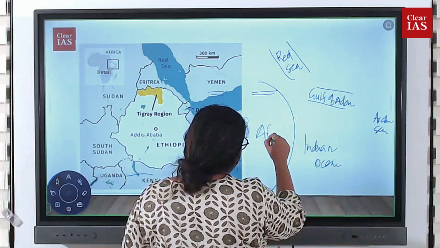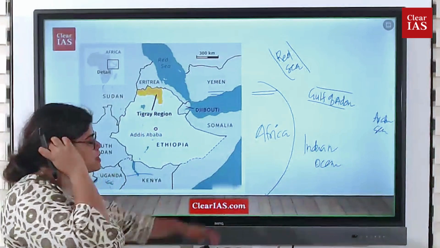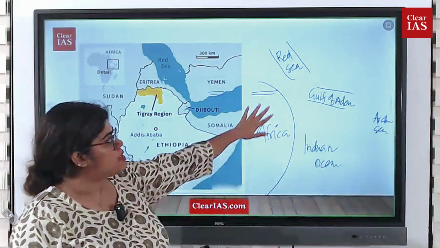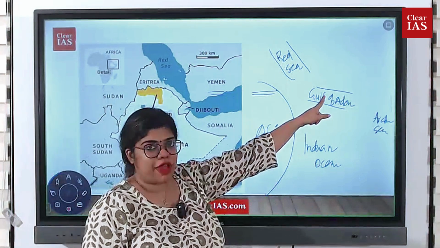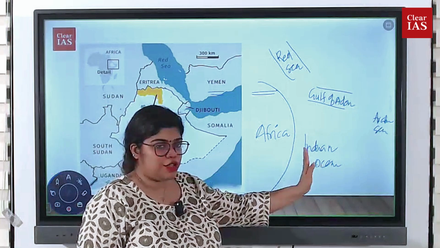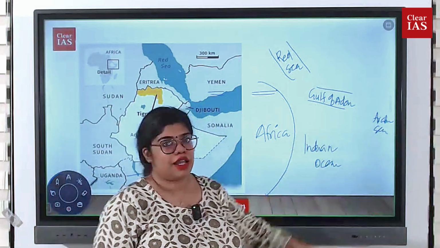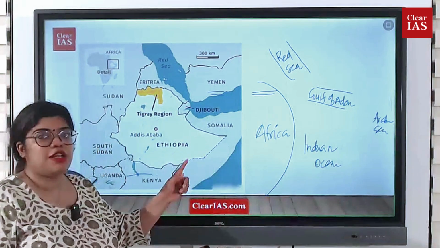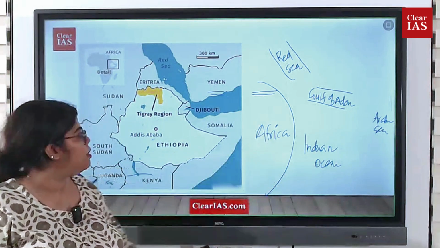This is Africa. Here is Africa. Towards the northeast, you have the Red Sea. To the east, you have the Gulf of Aden. Then again, to the east, you have the Indian Ocean. Towards the far east, you have the Arabian Sea. This particular picture should be there in your mind.